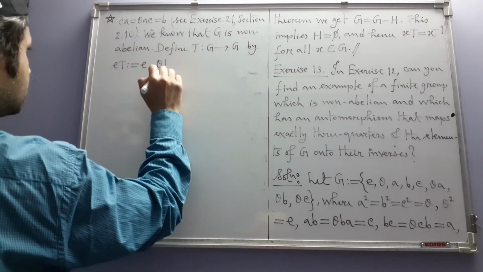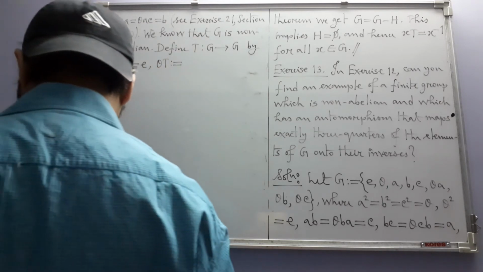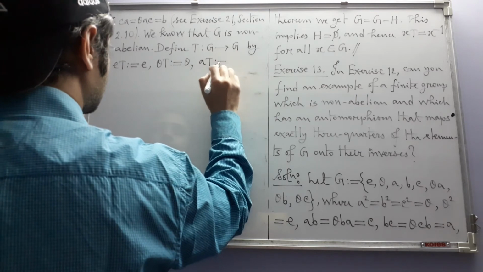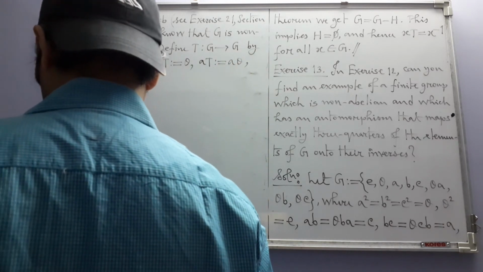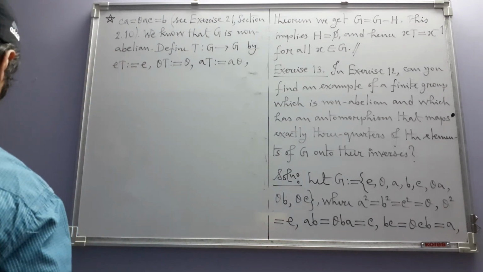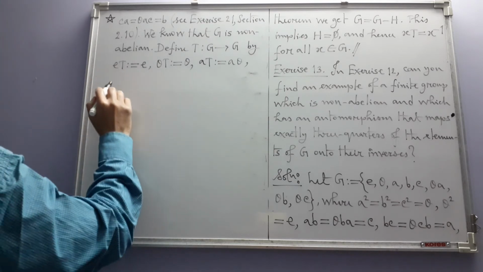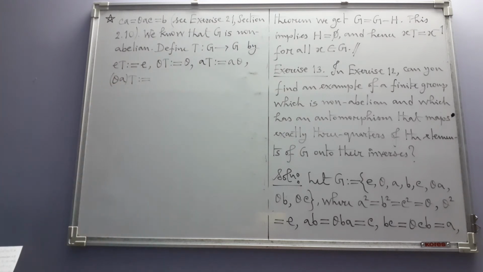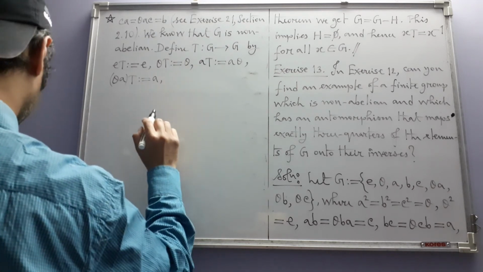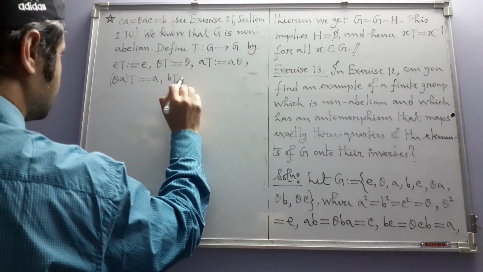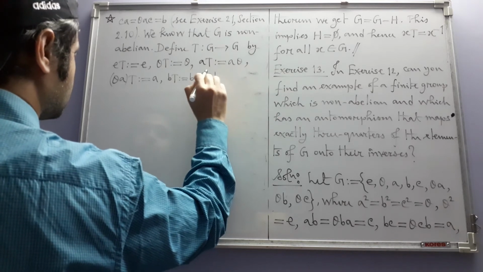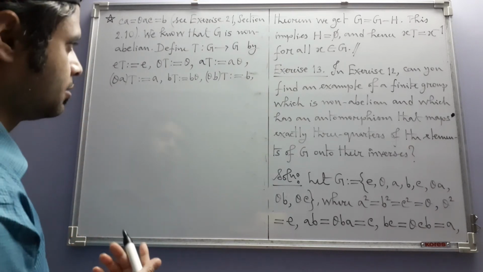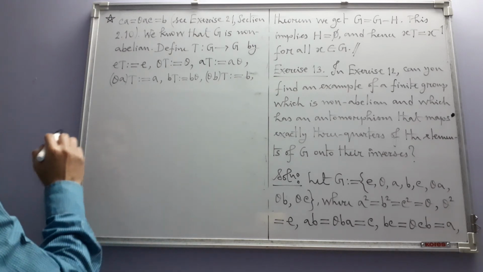Et is E, theta t is theta, AT is A theta, theta AT is A, BT is B theta, theta BT is B. Defining it means we have to say what the image of every element under the function is. That's what we are doing.